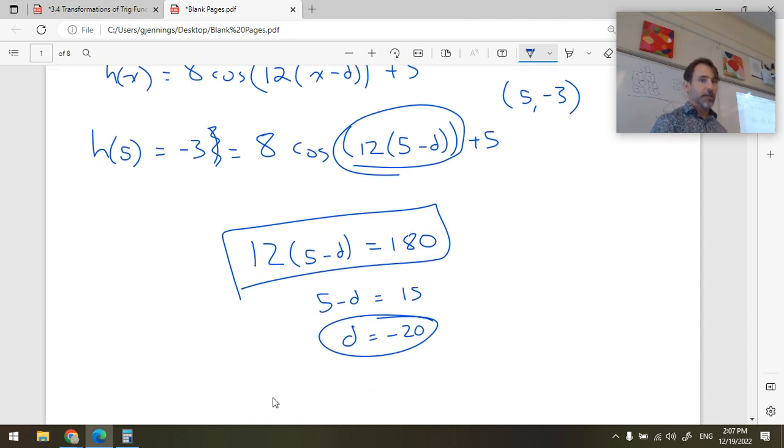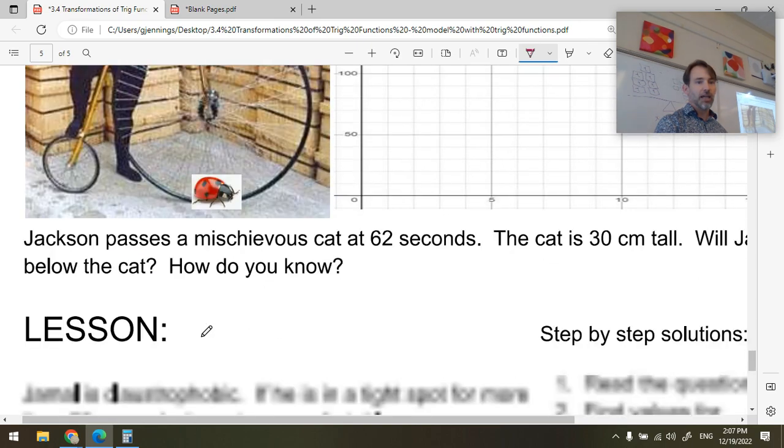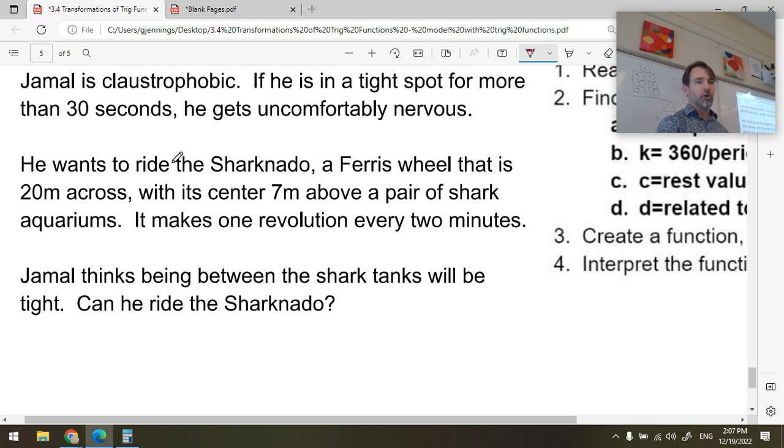However, the example I'm going to show you tomorrow, that we're going to look at together: Jamal wants to ride the Sharknado, a Ferris wheel that's 20 meters across. Its center is 7 meters above a shark tank, and so it goes through the pair of shark tanks in its revolution, and you get on it at like 2 meters above the shark tanks. Do I have that in there? No, this is missing some of the details, but I have it in the handout that we'll look at tomorrow.